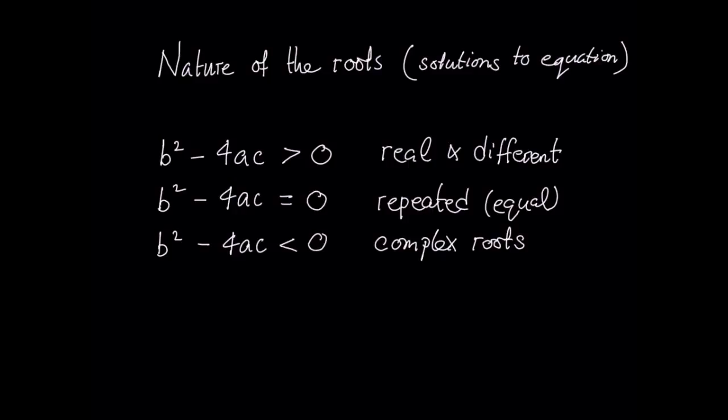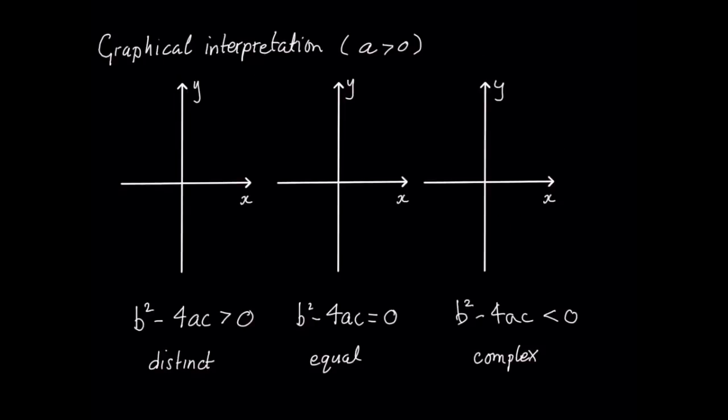So what does this look like on the graph of the quadratic? If b squared minus 4ac is greater than 0, we have distinct roots. So that means that the graph is going to cut the x-axis in two distinct locations.